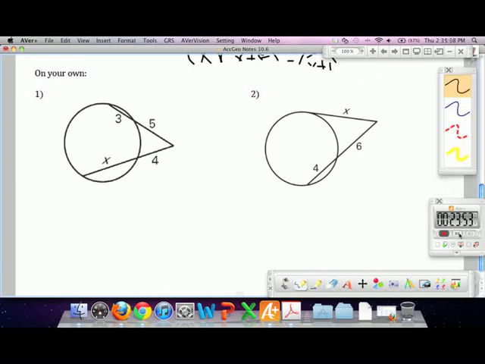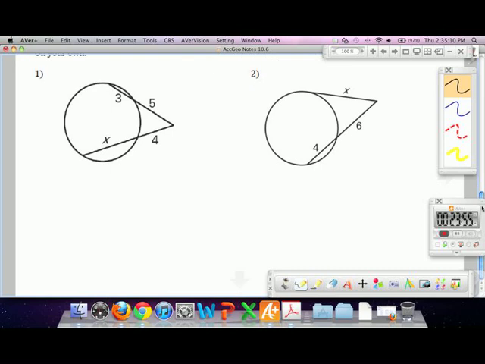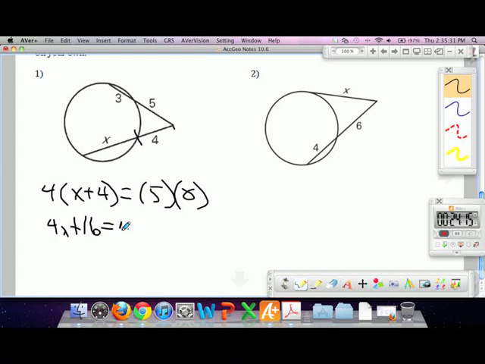All right, finishing these guys off. Most of you already got this. Let's see. External part times the whole segment. X plus 4 is equal to external part times the whole segment. 5 plus 3 is 8. So 4x plus 16 is equal to 40. 4x is 24. X is 6. Hopefully we get x is 6 for the first one.